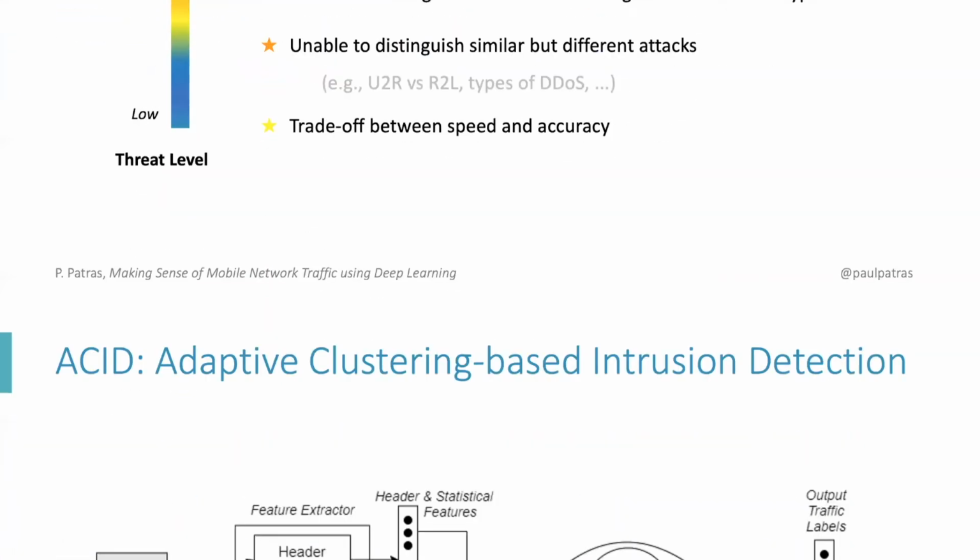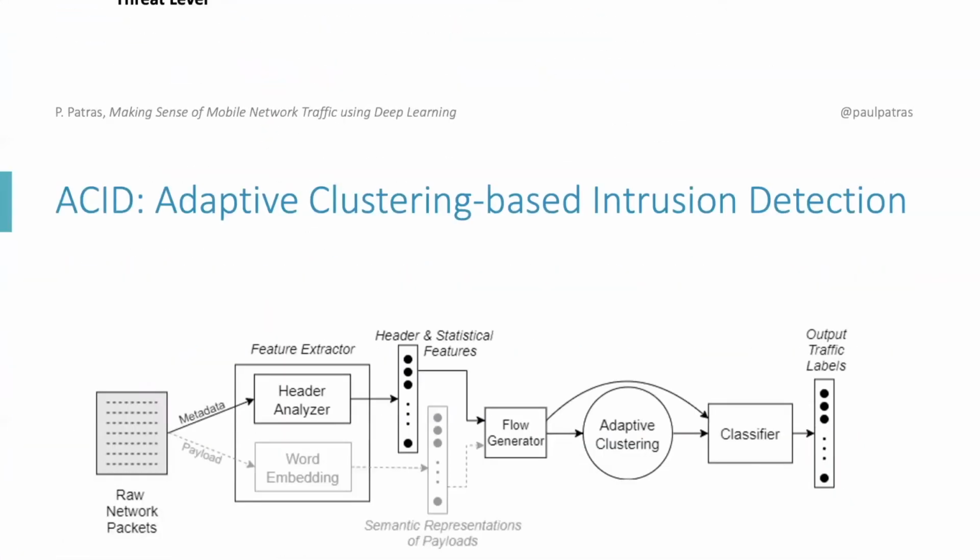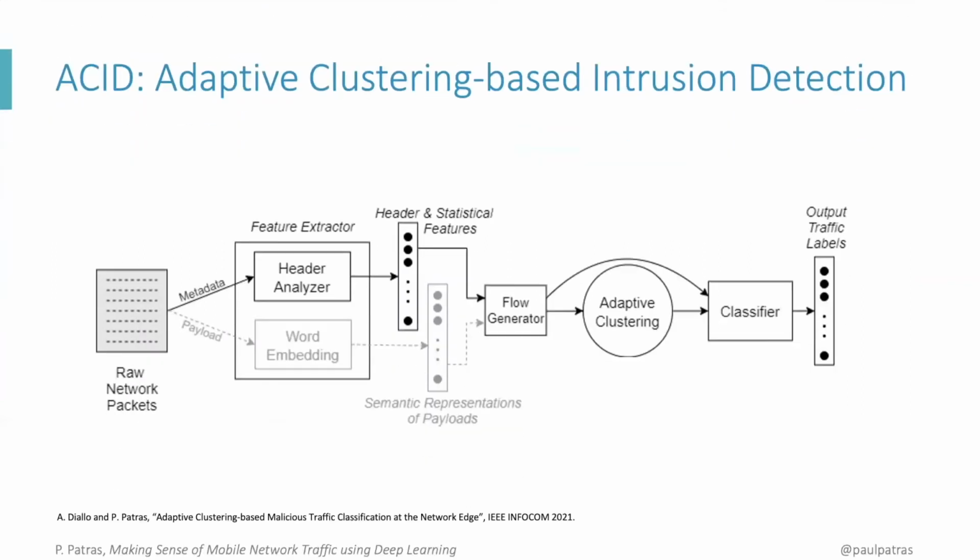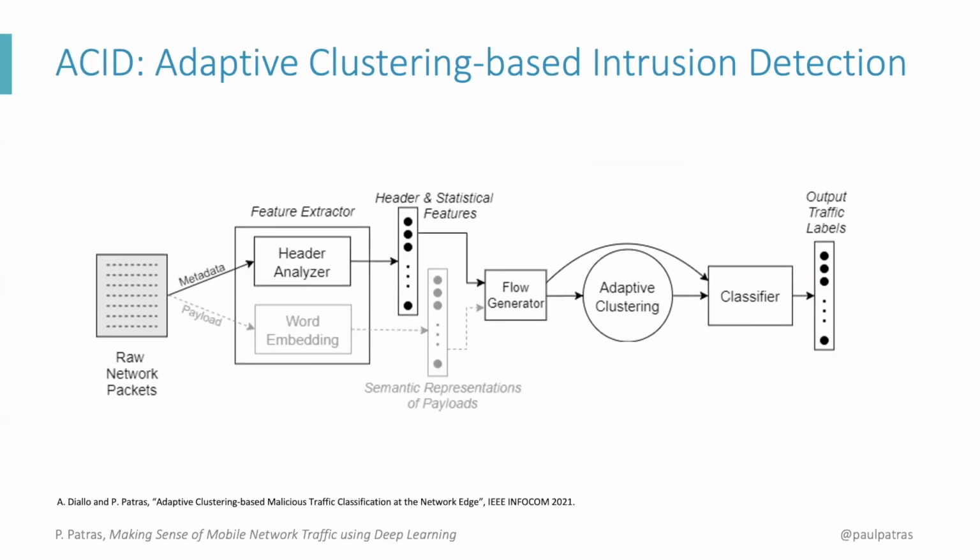So what we've done with one of my students was to build this quite versatile framework, which we call ACID, which stands for Adaptive Clustering Based Intrusion Detection. And I say this is versatile because, similar to what you've seen with Microscope, a lot of these building blocks, and I'll speak about them, can be interchanged with other features if, let's say, a network operator so wishes. And we wrote a paper about this as well, which appeared earlier this year at Infocom.